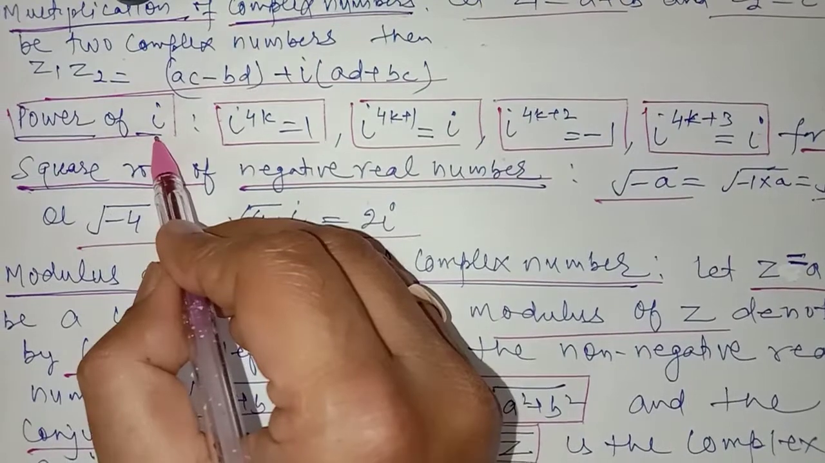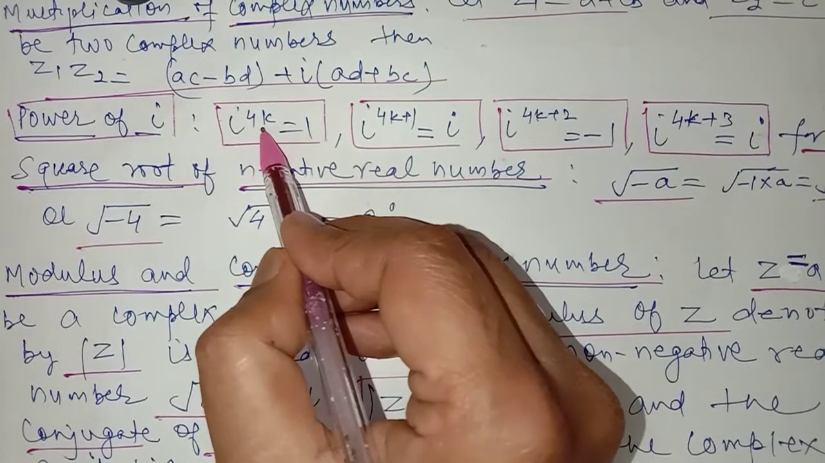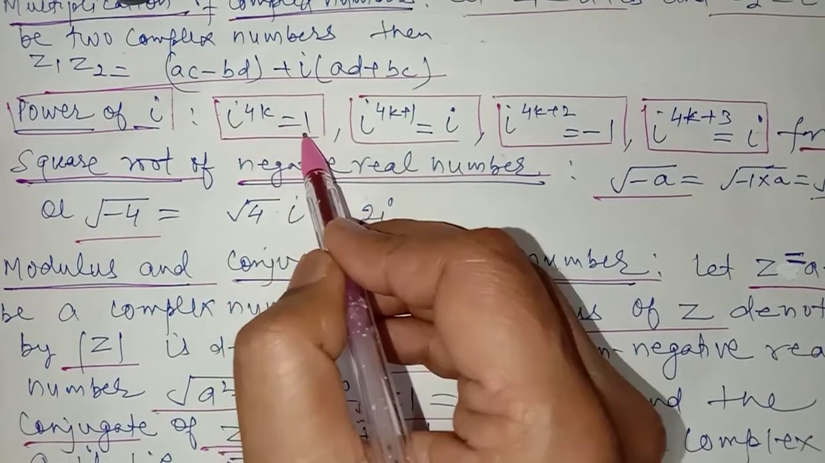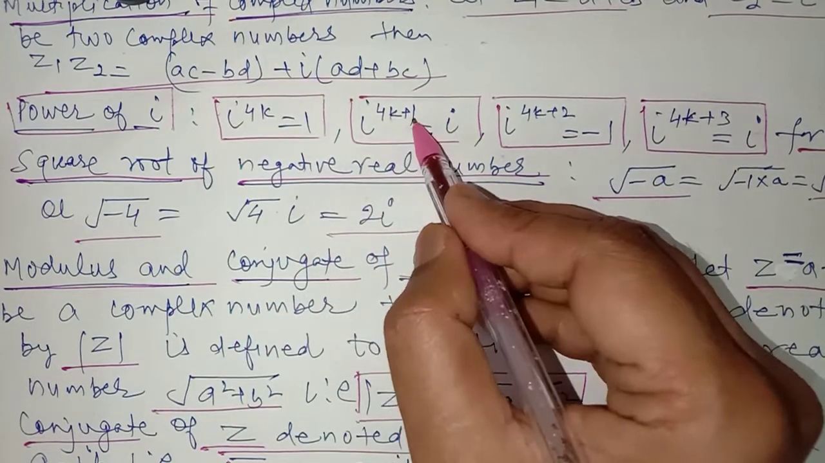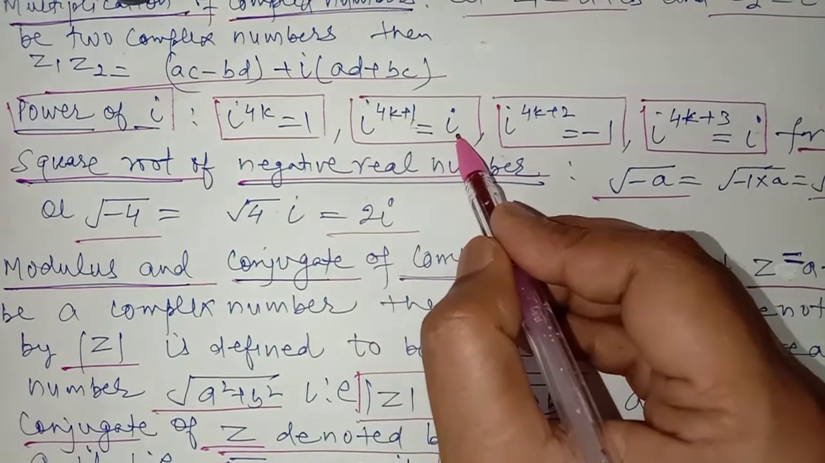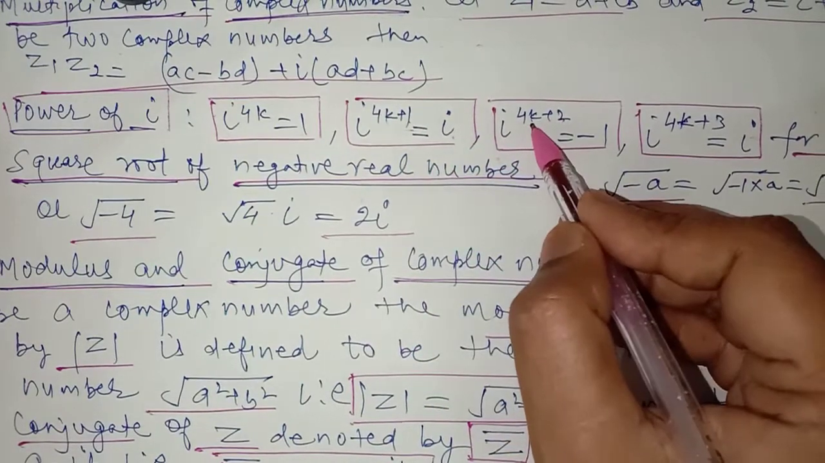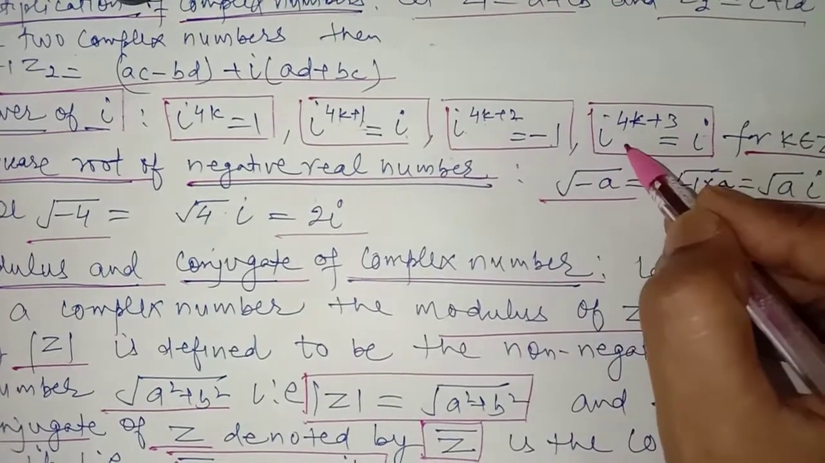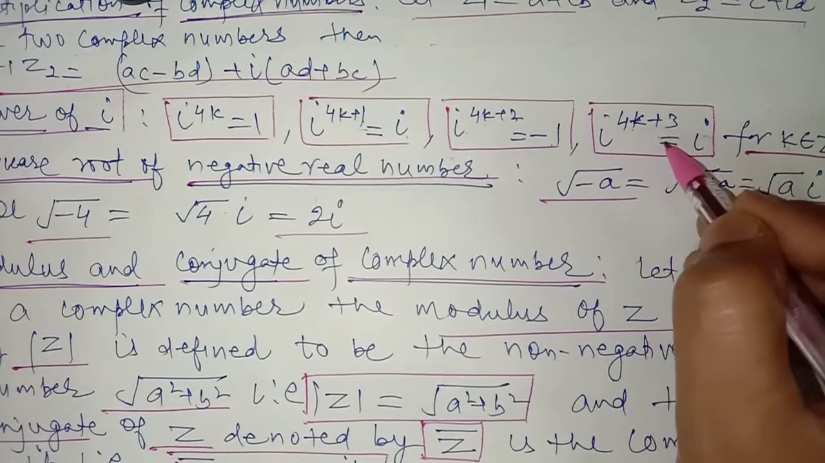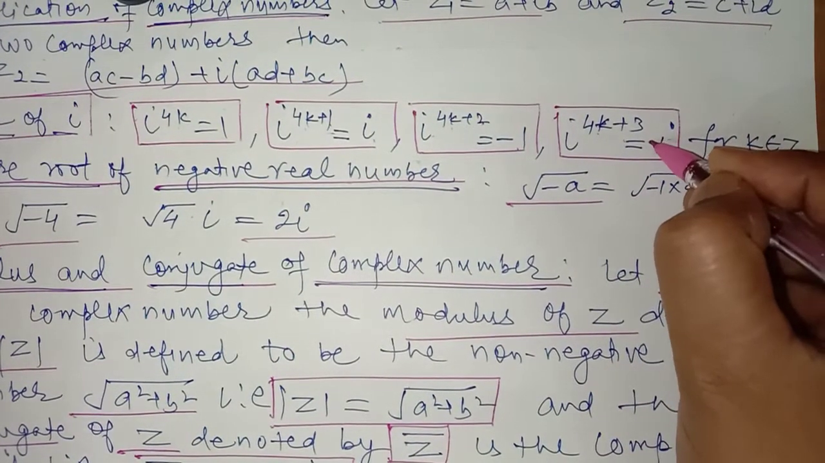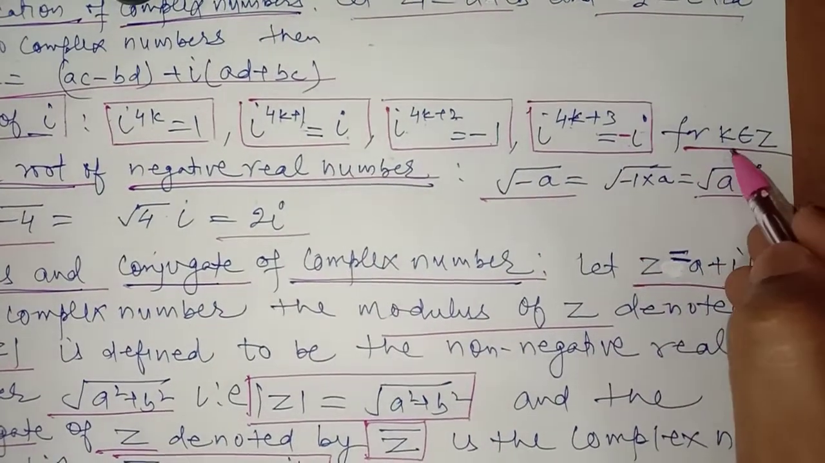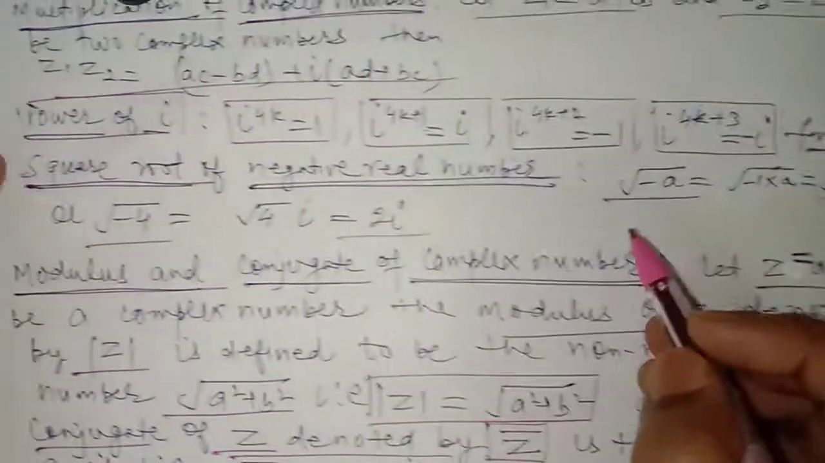So the power of i, we have already discussed: when the power of i is a multiple of 4, then it is equal to 1. And i raised to the power 4k plus 1, one more than a multiple of 4, then its value is i. Two more than the multiple of 4, then its value is minus 1. Three more than the multiple of 4, then its value is minus i, for k being any integer.